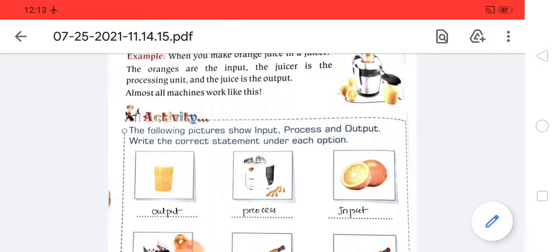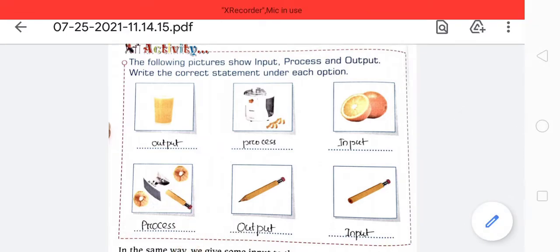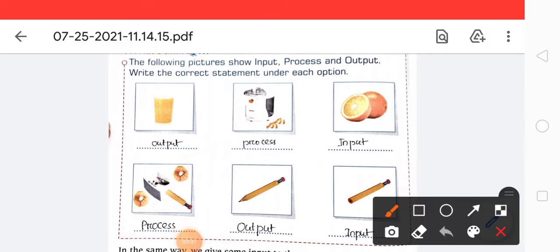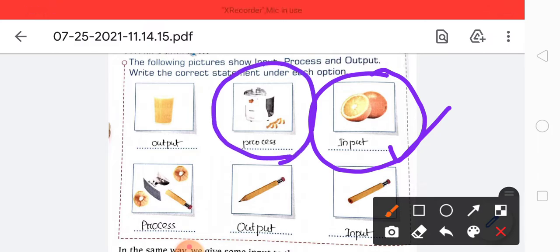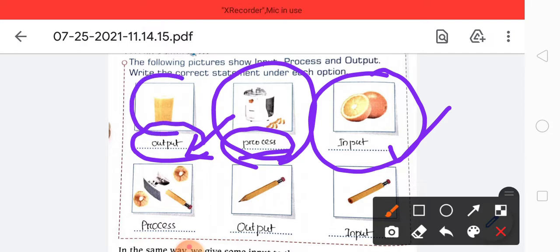In that example we understood the oranges we put in the juicer are input, and the juicer mixes it up and the juice comes out from these oranges. This process is known as the process. The last one, the orange juice, is known as output. Here you have to do this on your own.